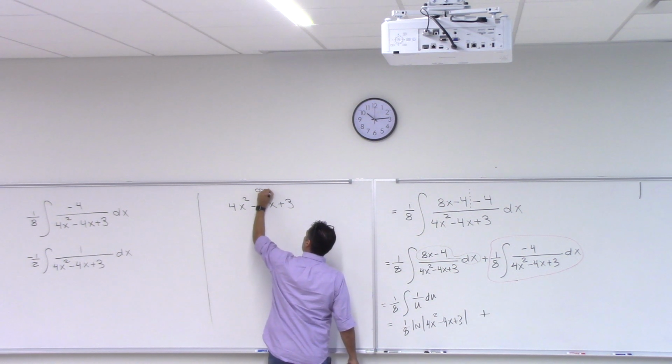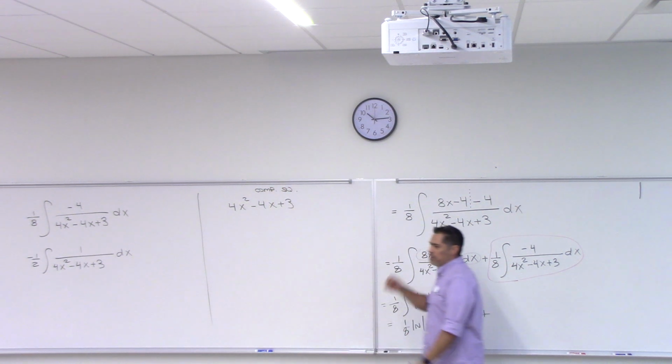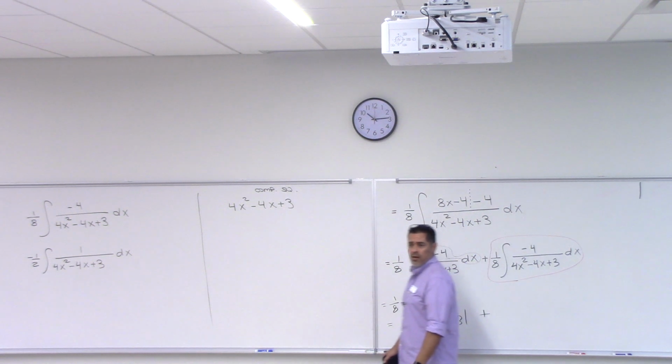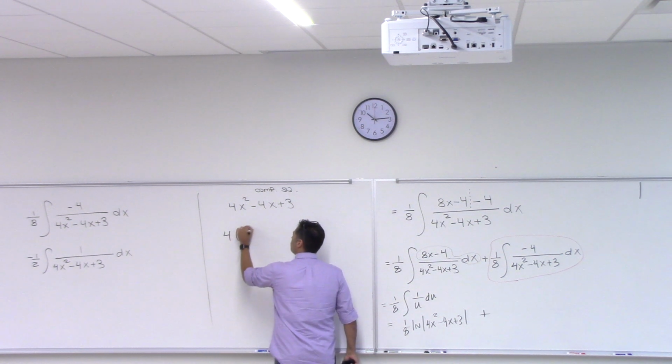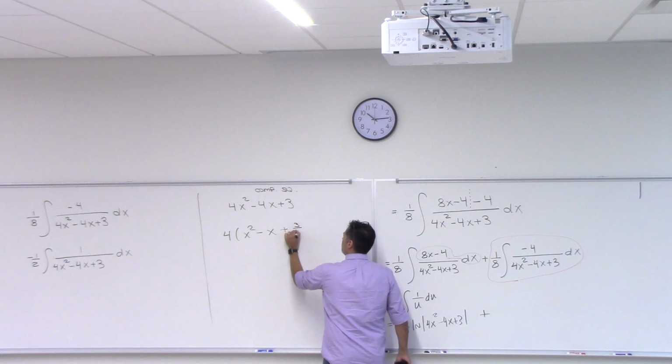I'm completing the square. All right, what's the first condition we have to satisfy for completing the square? Coefficient of 1 on the x squared term, right? So I'm going to factor a 4 out. 4 comes out. I've got x squared minus x plus 3/4.